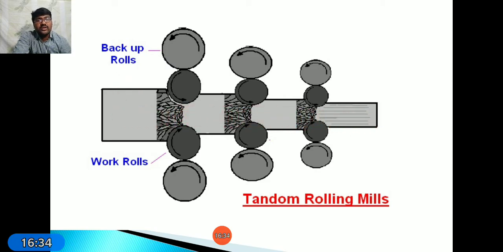We are reducing the cross section based on the requirement of shape. The working rolls' size and shape will be changed, and the backup rolls will support them. This is known as tandem rolling mills.